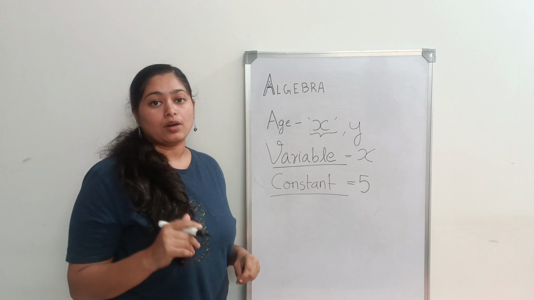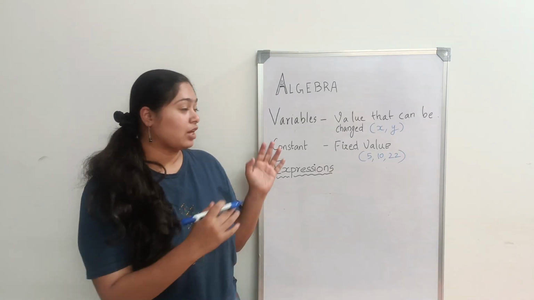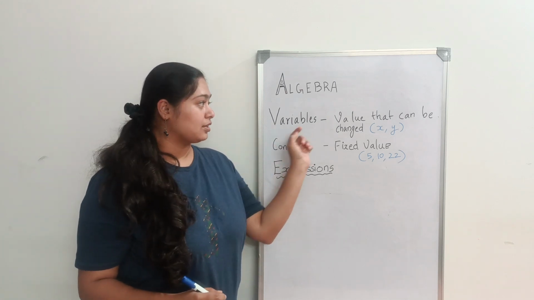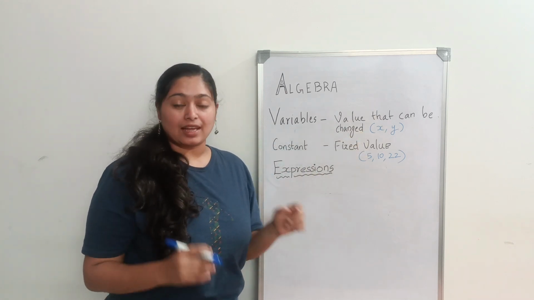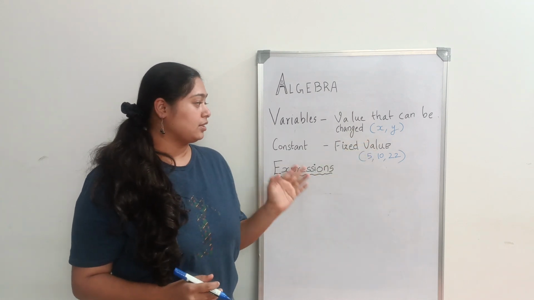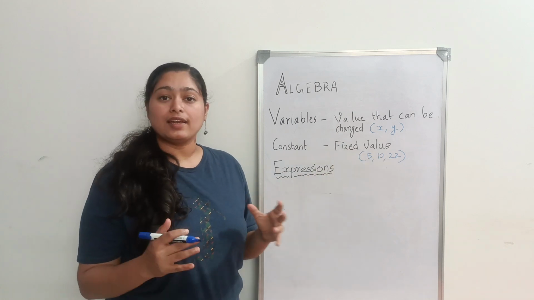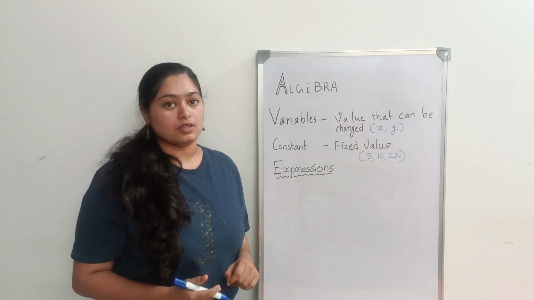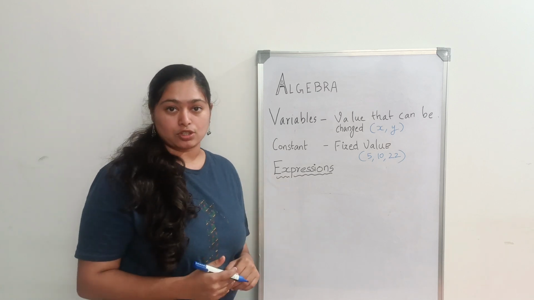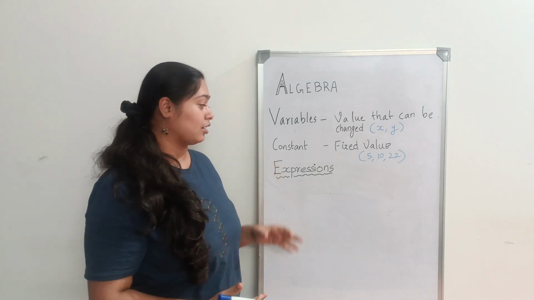Now let's see what the next word is that we are going to use in algebra. So now you can see the explanation of each and every word written. Variables: values that can be changed, and the examples are X, Y and any other letters that you want. Constants are those values which have a fixed value: 5, 10, 22 and any other fixed numbers are called constants. Now the third word we need to know in algebra is expressions. Not the facial expressions, we have another kind of expressions over here.